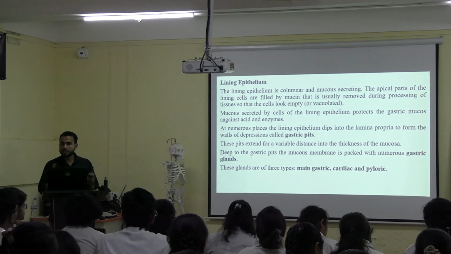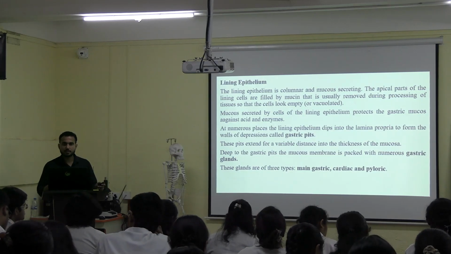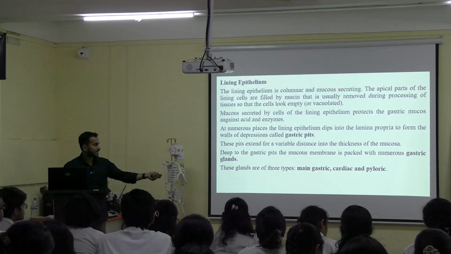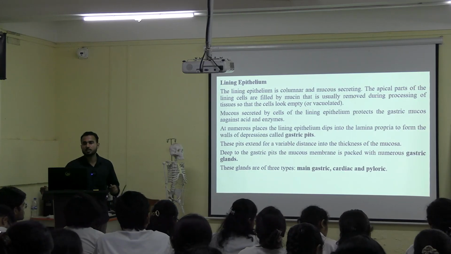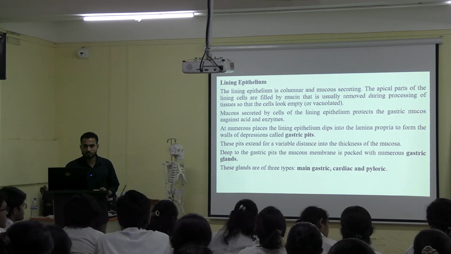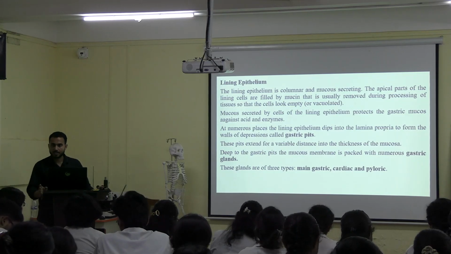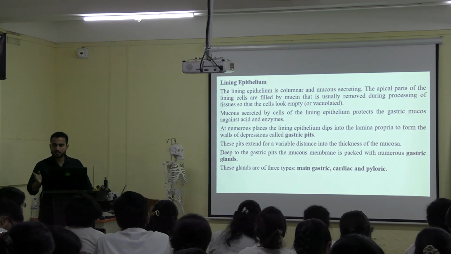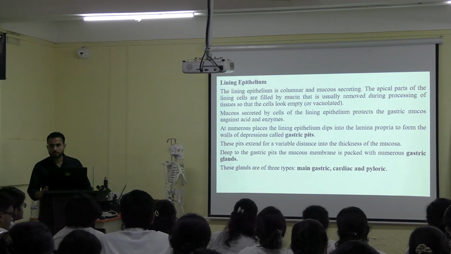Majority of them are the main gastric gland. The majority of the glands in the stomach are called main gastric glands. In the cardiac part we get the cardiac glands, and in the pyloric part we get the pyloric glands. Mostly they are mucus secreting glands, and the rest of the secretions that are required take place from the main gastric gland.